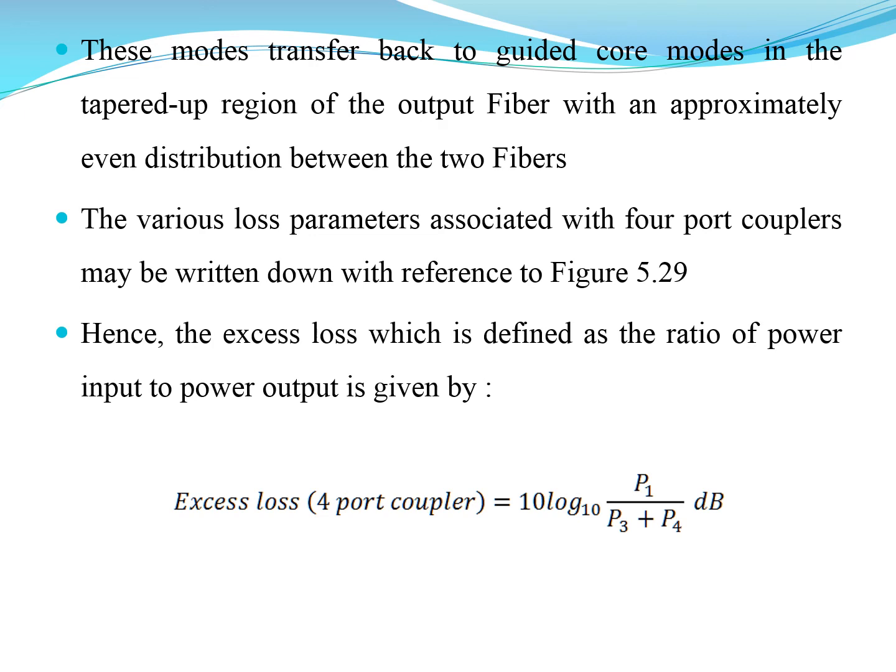And we see that there are various loss factors which are considered in optical couplers. So we have four different losses which are to be discussed, based on these four port couplers. The first type of loss for a four port coupler is the excess loss, and it is defined as the ratio of power input to power output. So this is the power input at port 1, which we term P1.